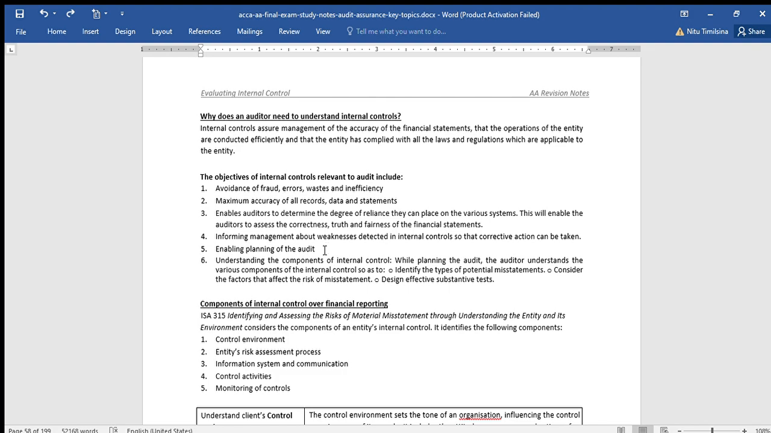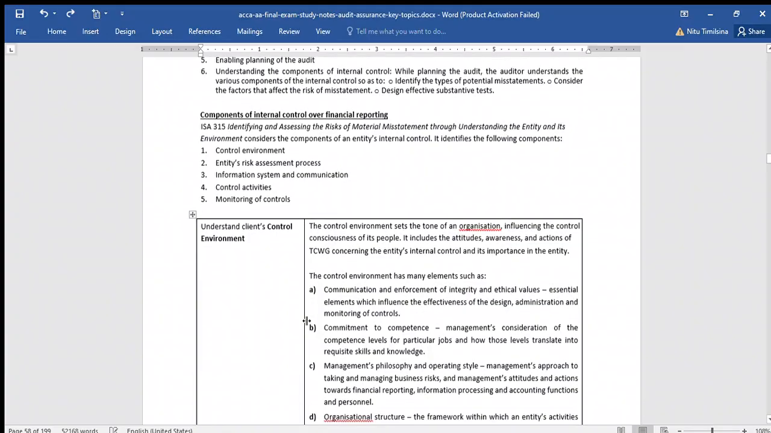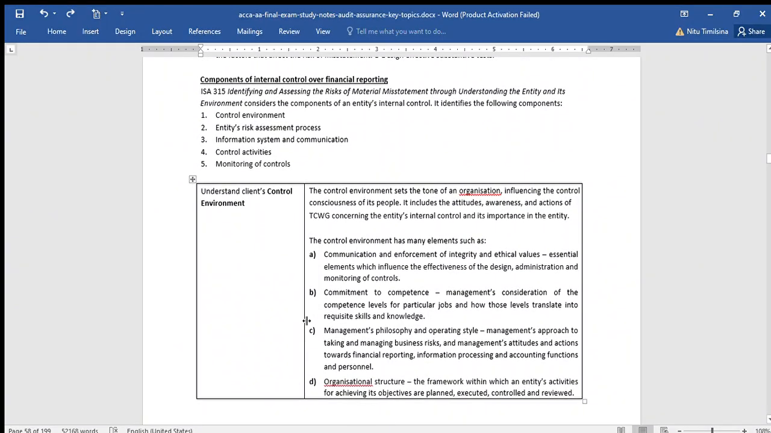Components of internal control over financial reporting. ISA 315, identifying and assessing the risks of material misstatement through understanding the entity and its environment, considers the components of an entity's internal control. It identifies the following components. First, the control environment. Second, the entity's risk assessment process. Third, the information system and communication. Fourth, control activities. And fifth is monitoring of controls.